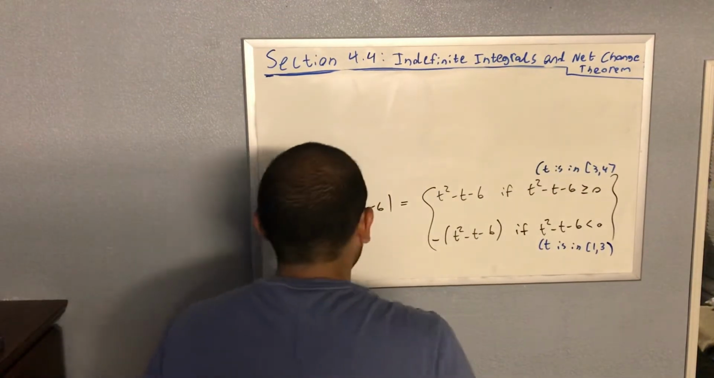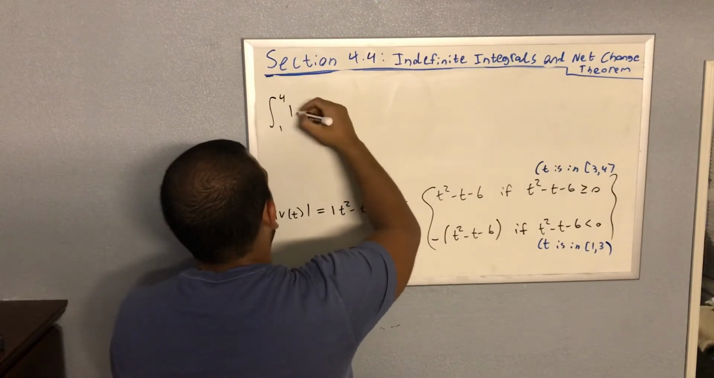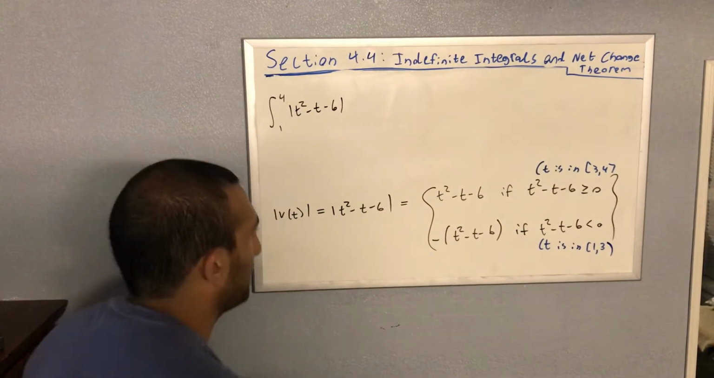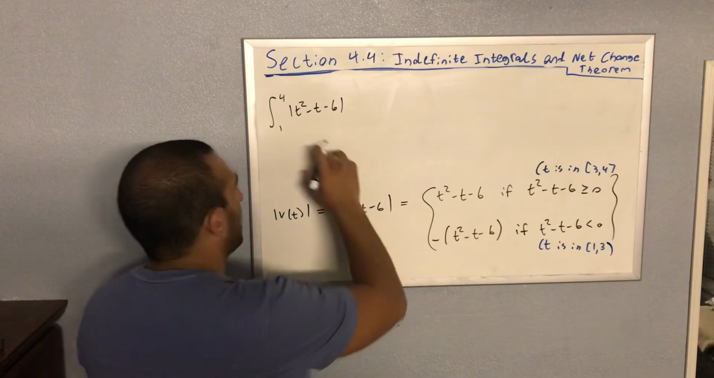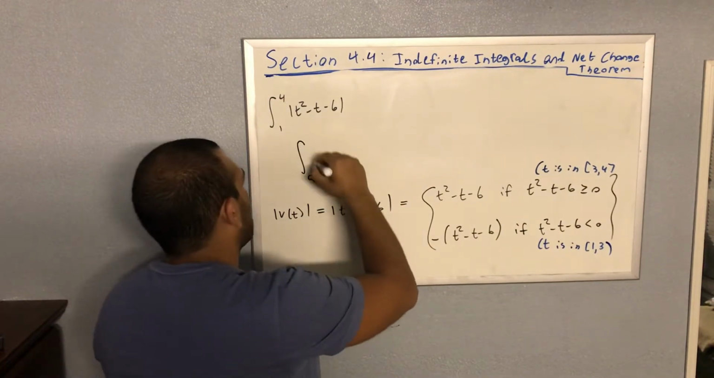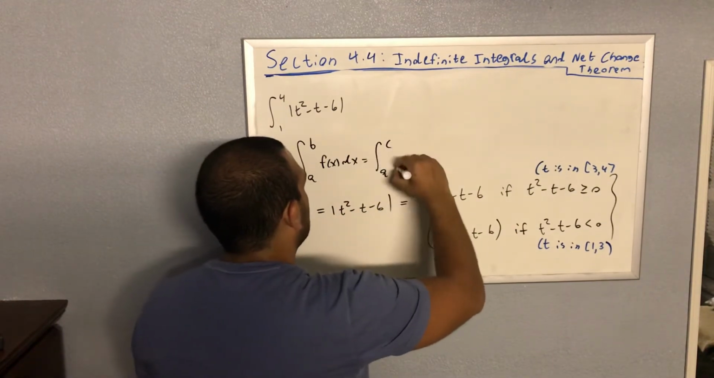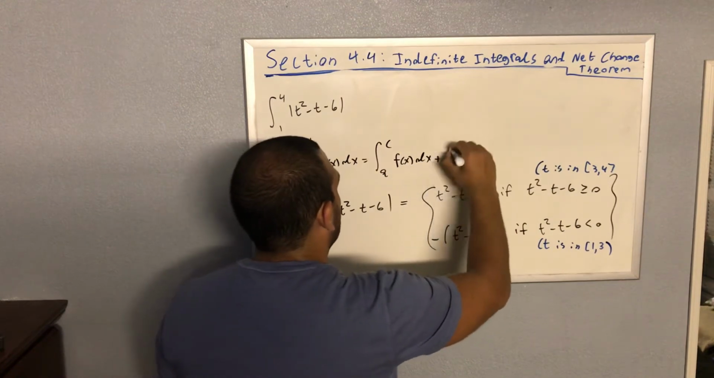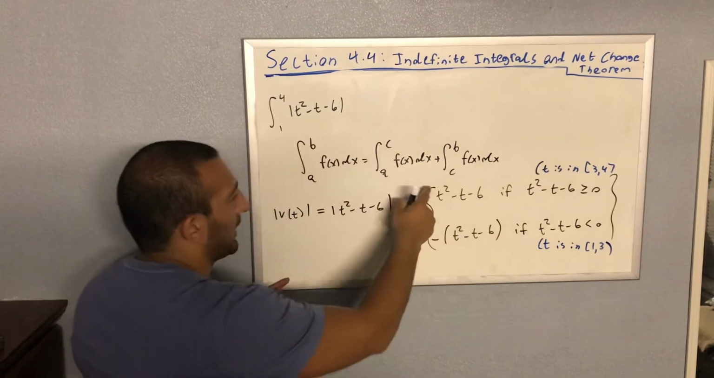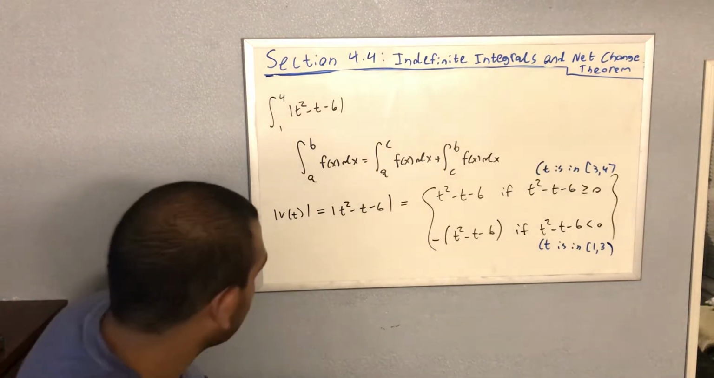So now we know that the distance traveled is the integral from 1 to 4 of the absolute value of this guy. Okay? Remember how we could break an integral up at an intermediate point? Like we said, if we have the integral from a to b, we can say it's from a to c, and then from c to b. C is a number between a and b. This property is exactly what we're going to use.